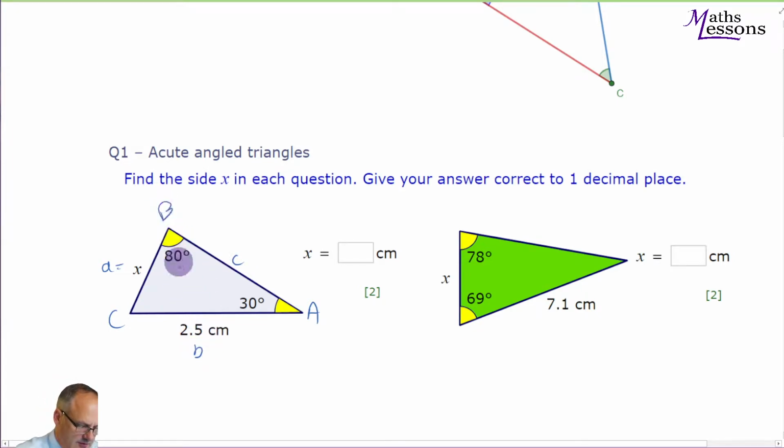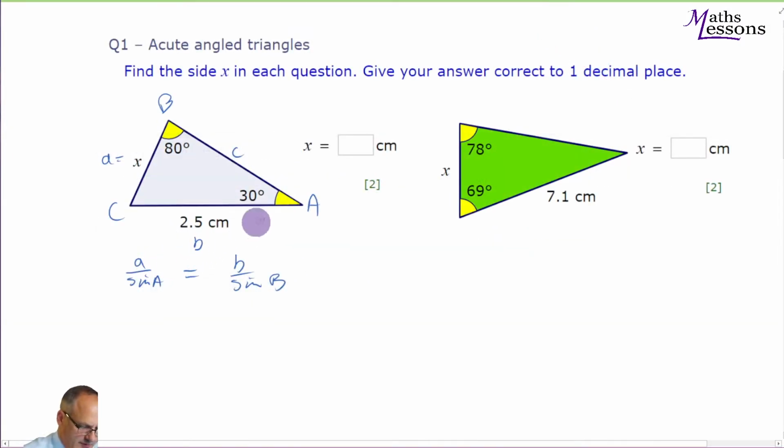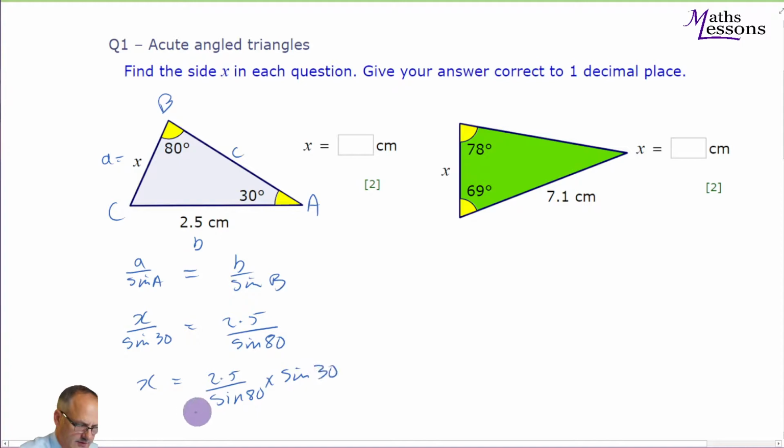So we can see we've got the b's and we've got the a's. So we can use that a over sine A will equal b over sine B. So put our numbers in. Well, we don't know little a, it's x. We do know sine of 30. And we know that equals b over sine B, so that's 2.5 over sine of 80. So to find x, we've got to times all of this by the sine of 30. So we get x equals 2.5 over the sine of 80 times by the sine of 30.